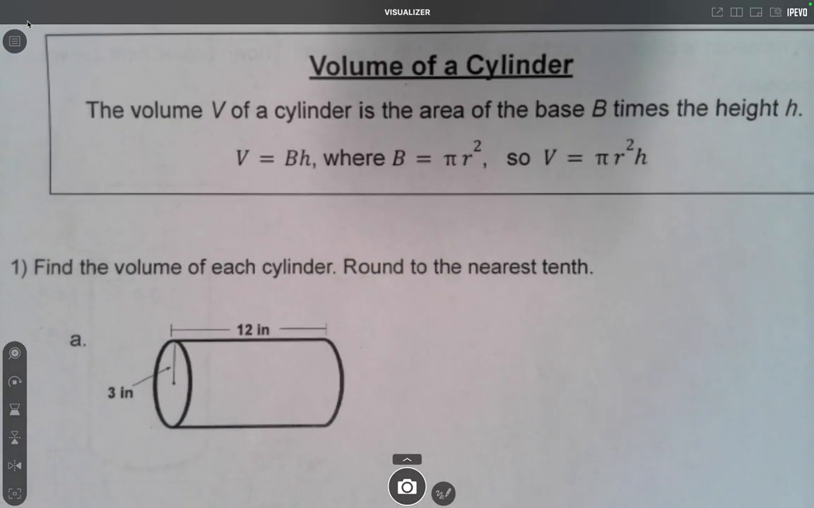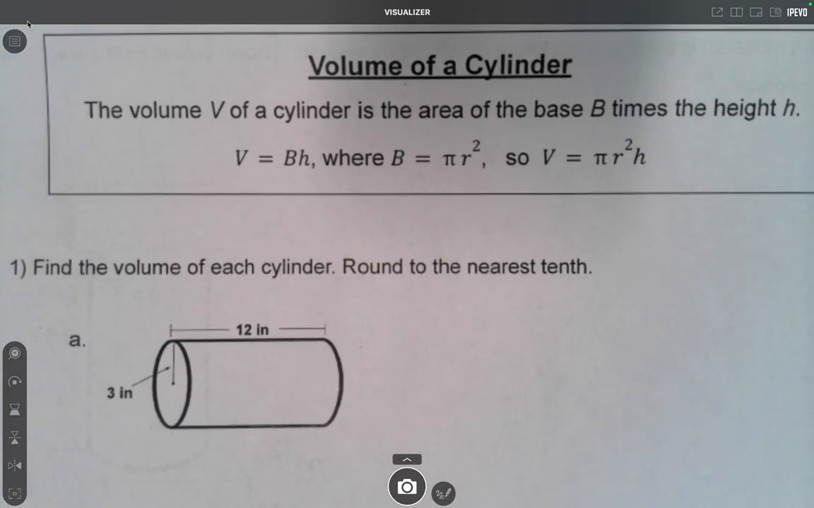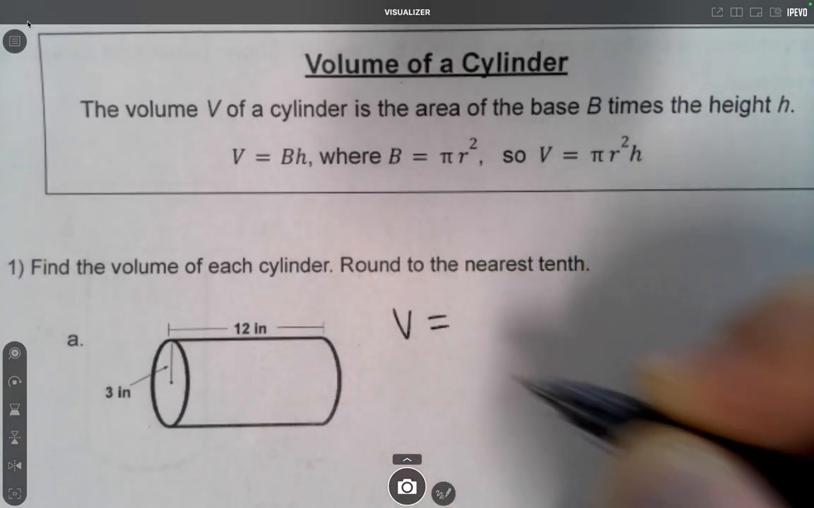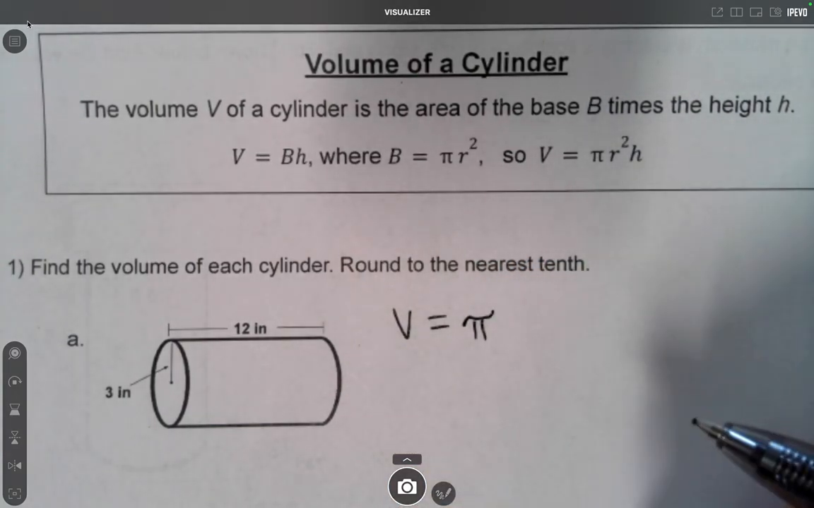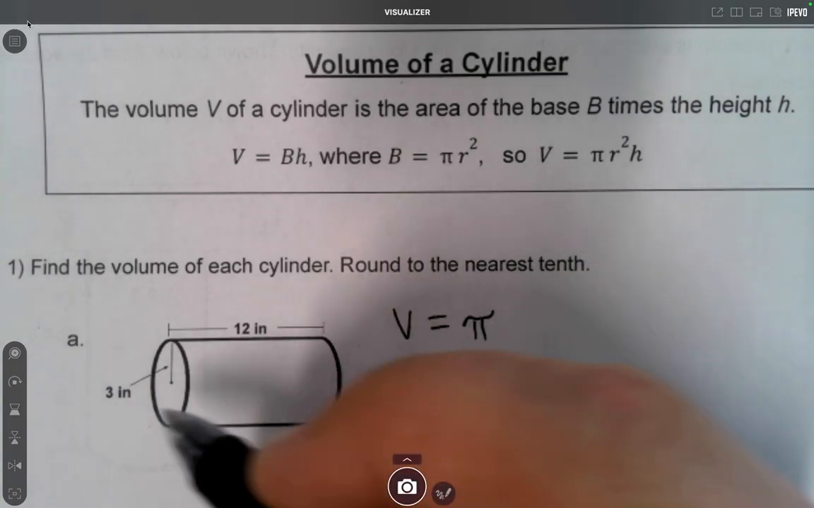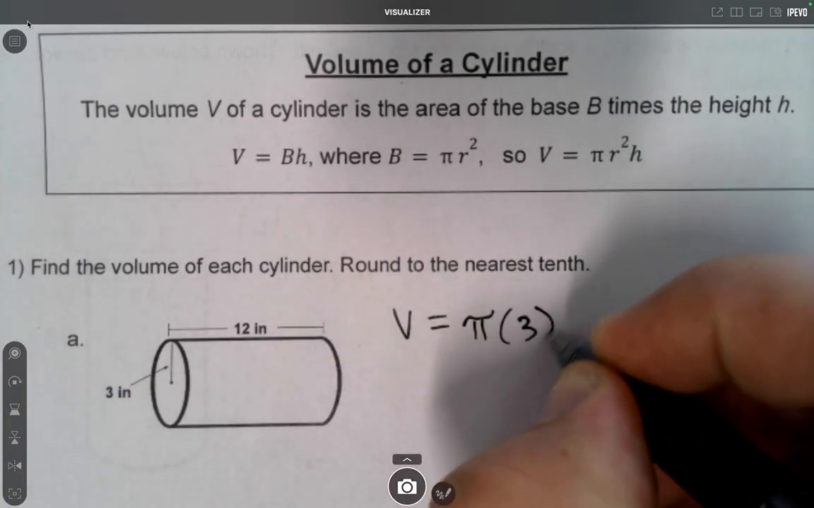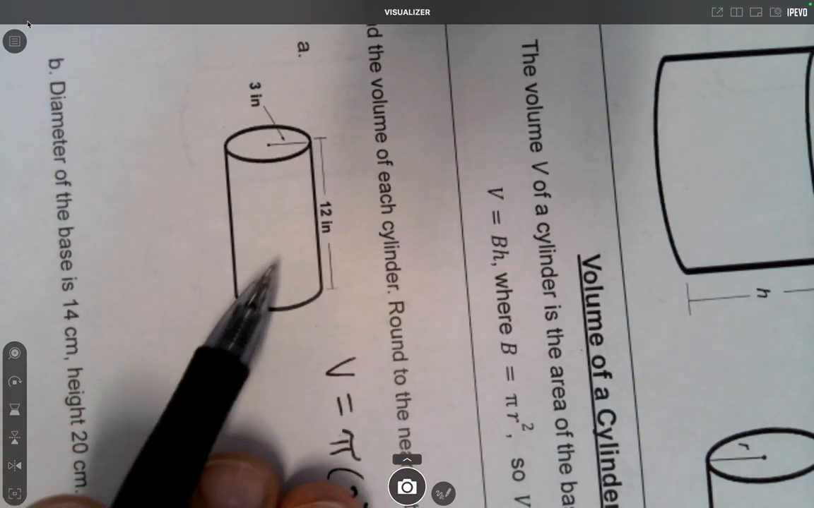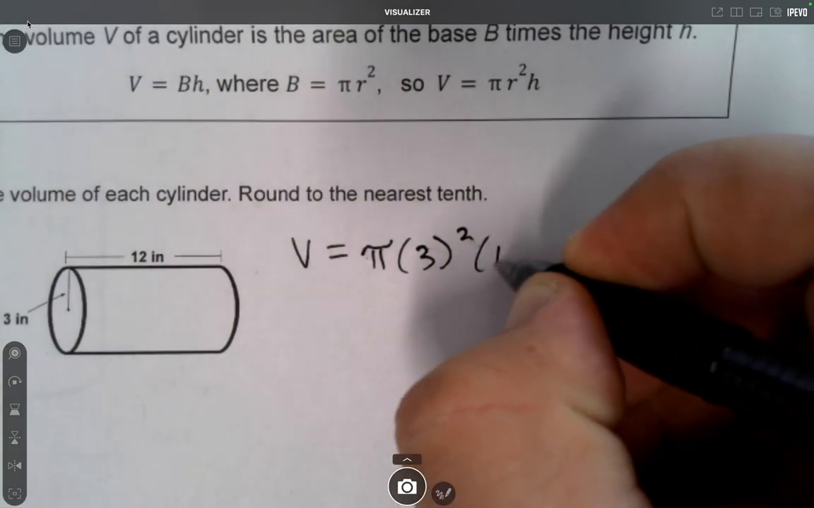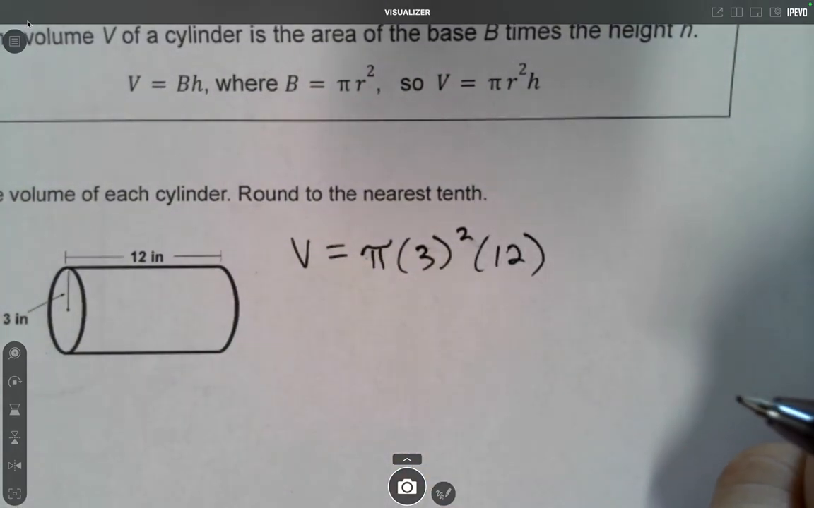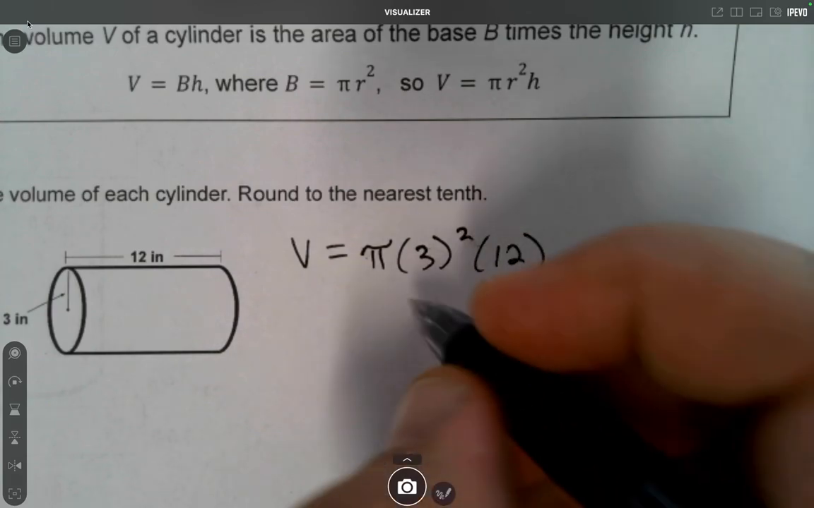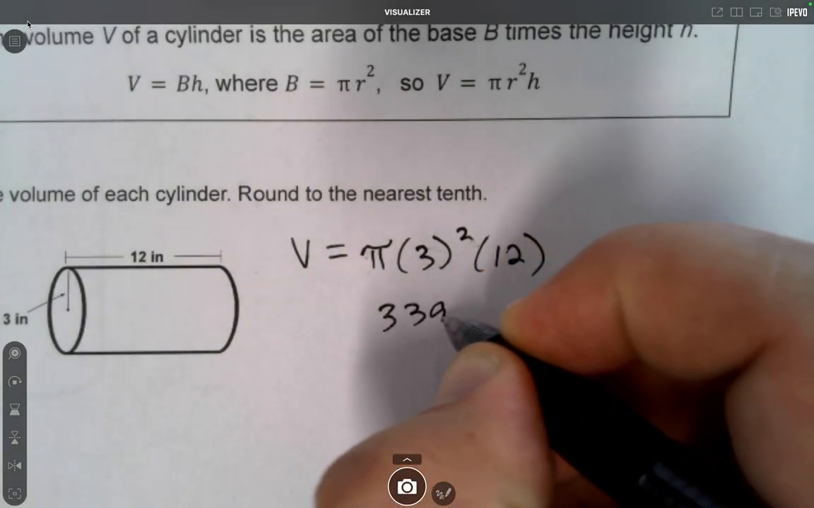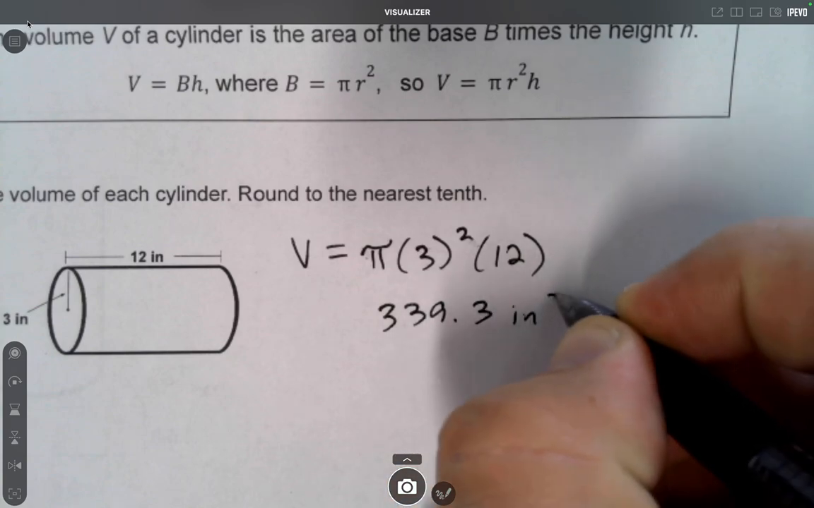So number one, find the volume of the cylinder, round to the nearest tenth. Okay, so V is equal to pi times r squared. Our radius is given to us right here, it's 3 inches, times the height. I know it's almost like this one's on its side, but if you think about it this way, you might be able to think, oh, that's the bases, this is the height. So 12 is the height. And if you multiply that in your calculator, you will get 339.3 cubic inches.